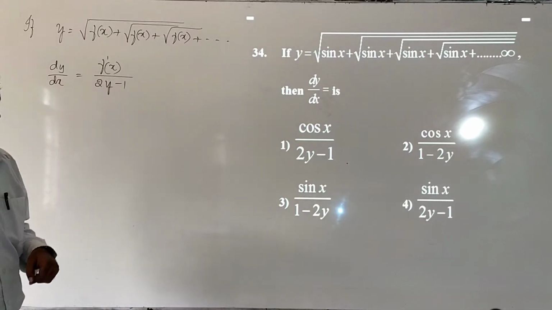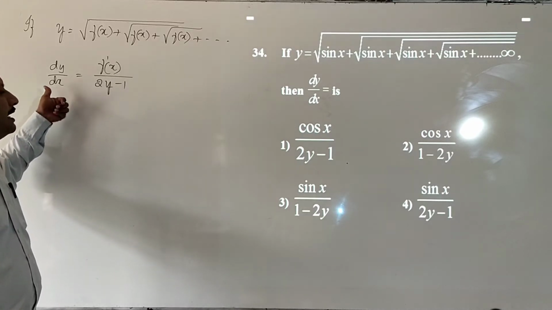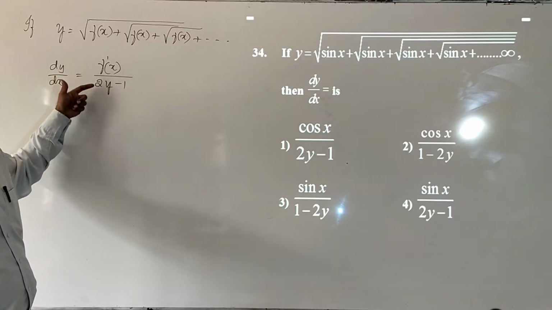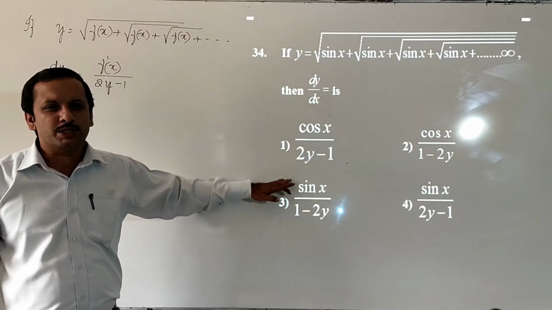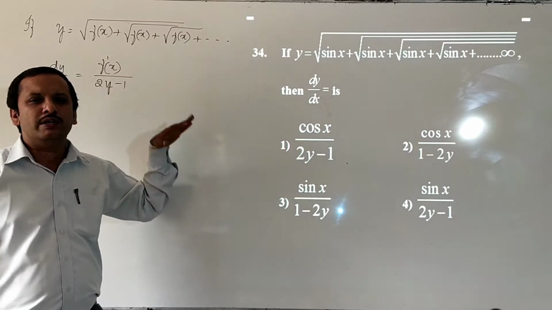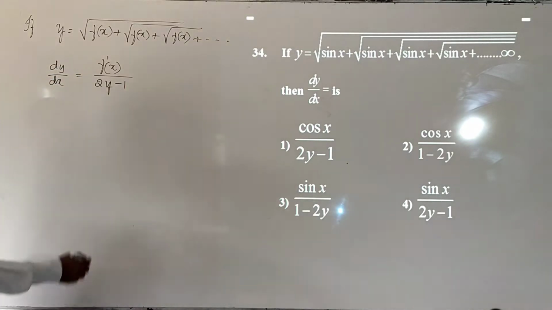In this given problem, in place of f of x we have sin x, so f dash of x is cos x. Hence dy by dx is equal to cos x by 2y minus 1. First option is the answer. I advise you to remember this formula. If you don't know the formula, then what do we do? Then also you can solve this problem.